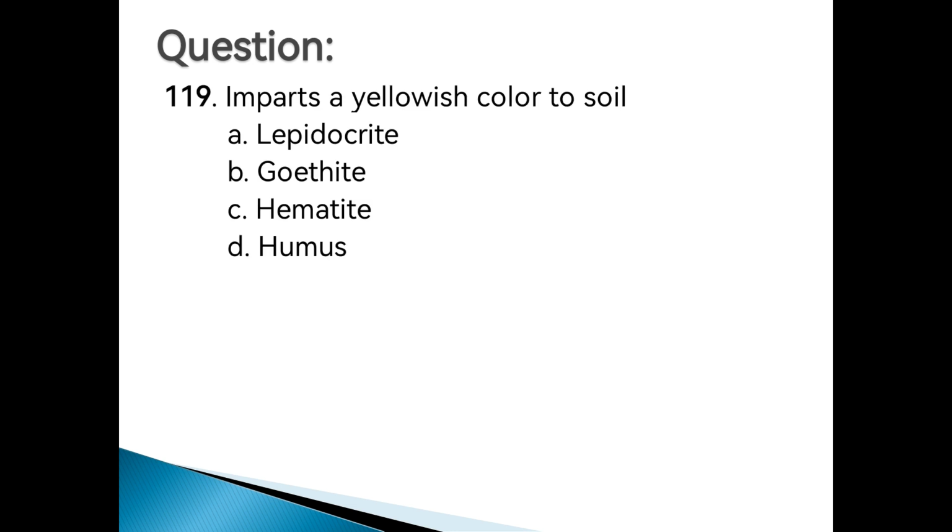119. It imparts a yellowish color to soil. A. Lepidocrocite, B. Goethite, C. Hematite, and D. Humus. The correct answer is B. Goethite.